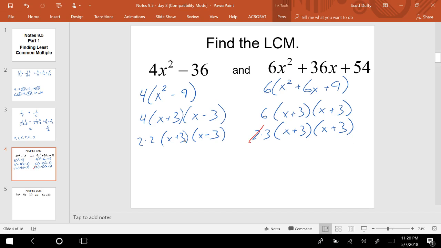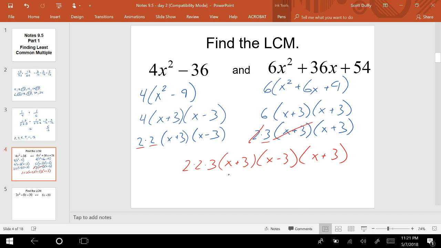Then I'm looking at x plus 3. It doesn't repeat here, and if I see another x plus 3, that would be a repeat. Then I look and I say, okay, x minus 3. Do I have another x minus 3 that repeats over here? No. So my final factorization, or least common multiple, would be 2 times 2 times 3 times x plus 3 times x minus 3 times x plus 3.